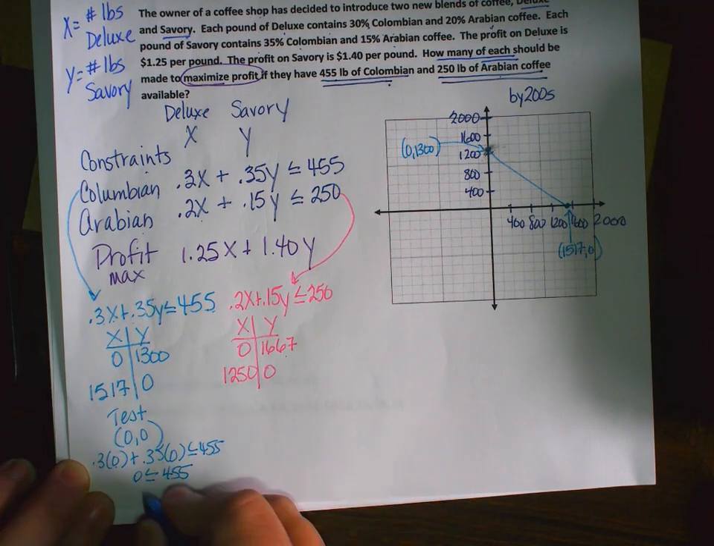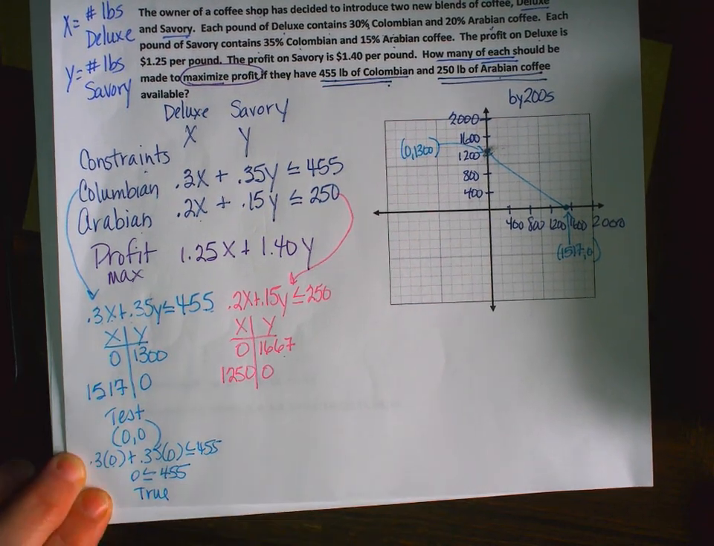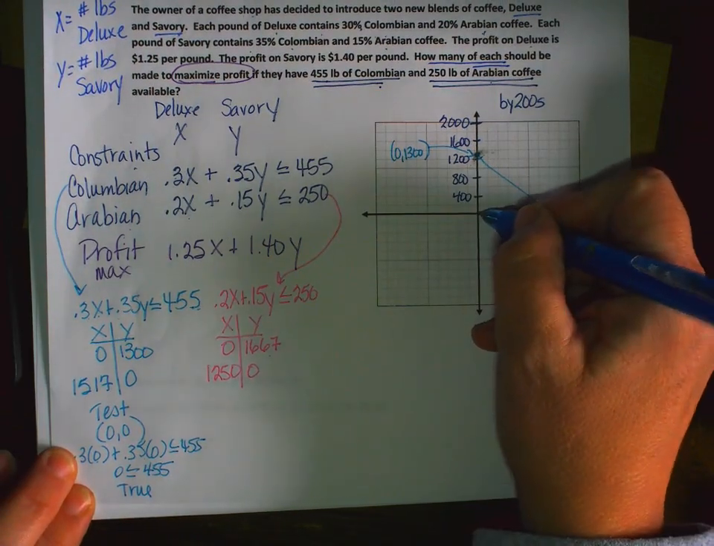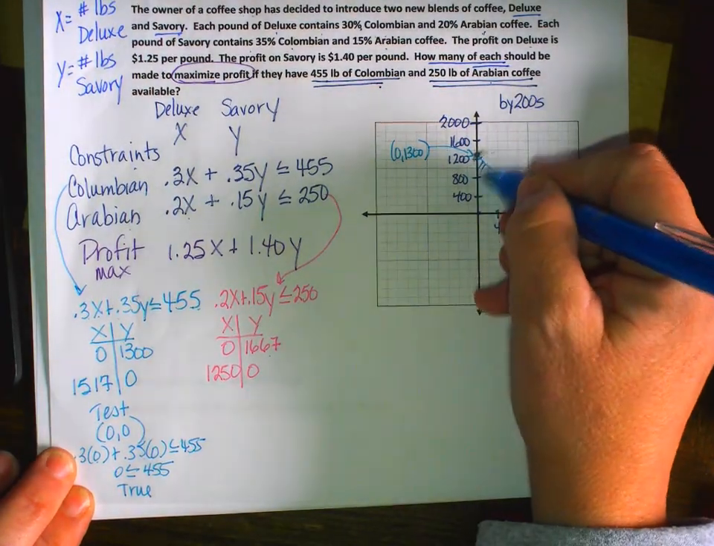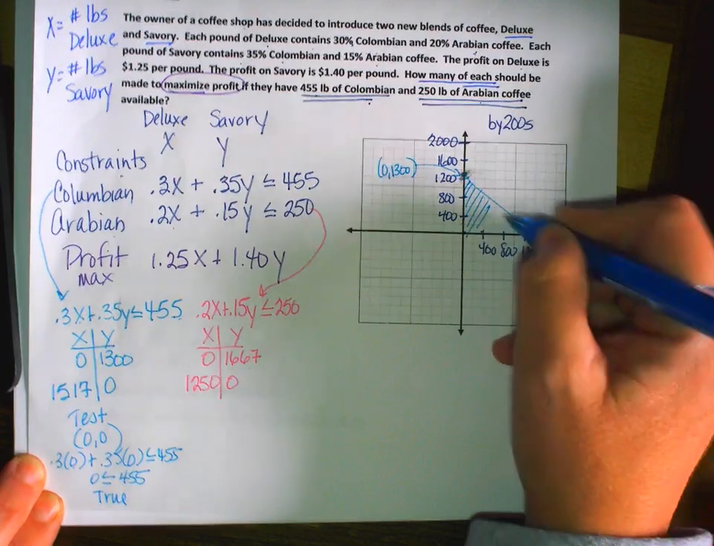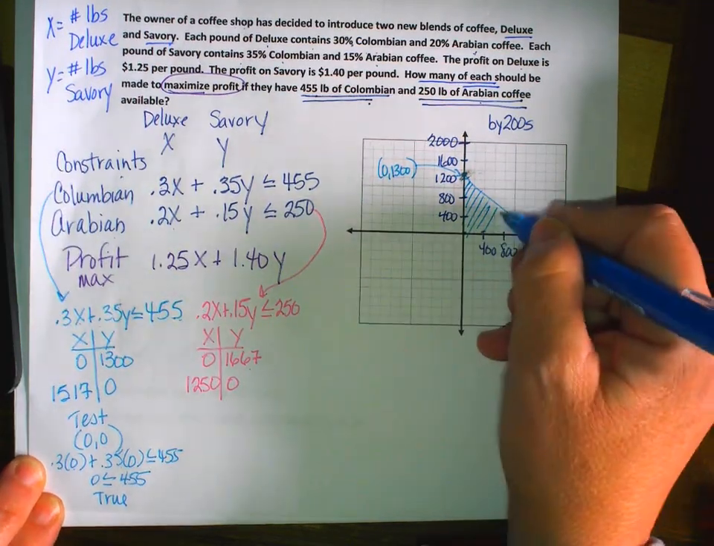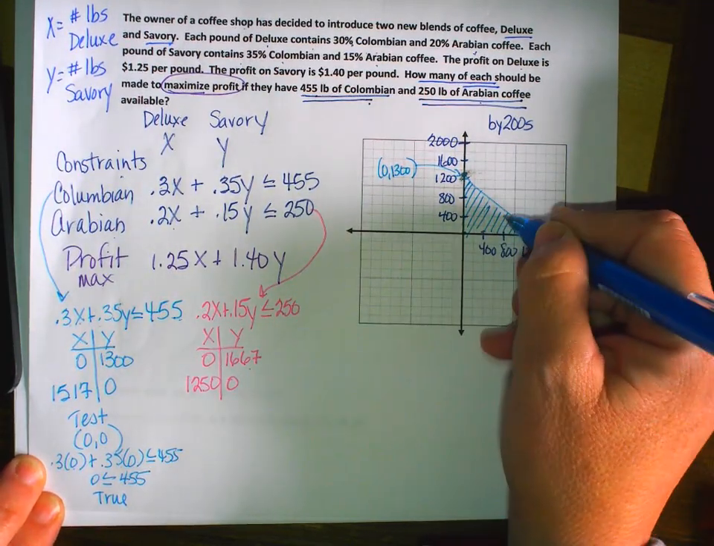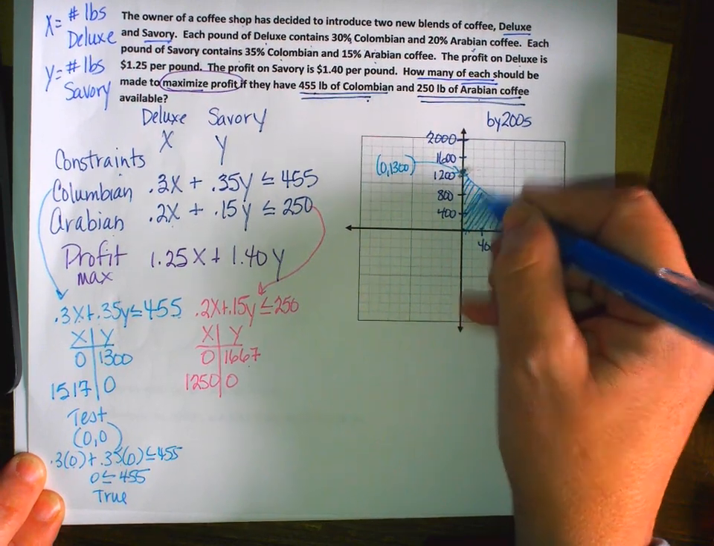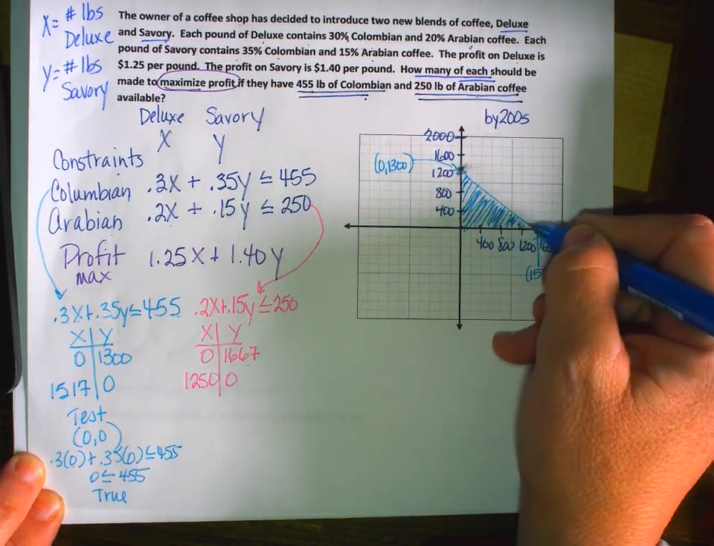If this is a true statement, that means I want to shade so that I include that point. And that point is right here. So I'm going to shade on this side of the line. And I'm not shading all the way because we don't have negative numbers. It's only going to be up in this quadrant, because I don't have negative pounds of coffee. Okay, so that's that one.